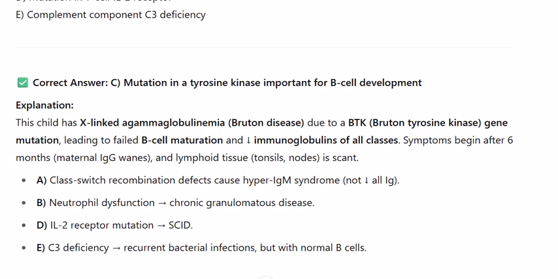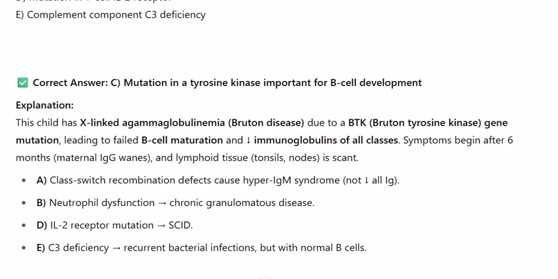A. Class switch recombination defects cause hyper-IgM syndrome, not deficiency of all immunoglobulins. B. Neutrophil dysfunction, chronic granulomatous disease. D. IL-2 receptor mutation, SCID. E. C3 deficiency, recurrent bacterial infections but with normal B cells.